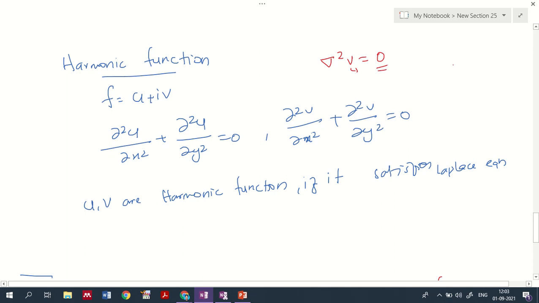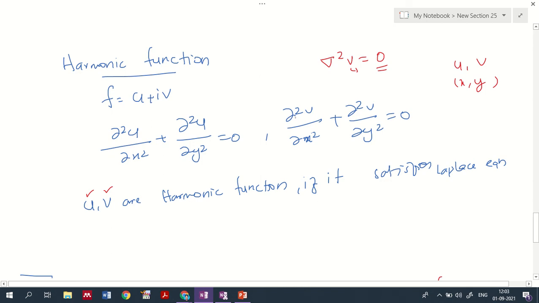Now here we know that u and v are functions of x and y. In order to verify whether it is satisfying the Laplace equation, what you have to do is check that del square u by del x square plus del square u by del y square is equal to 0. That is, you have to take the second order derivative with respect to x and y in order to verify whether a function u or v is harmonic. So if you are getting del square u by del x square plus del square u by del y square equal to 0, then you can say that u is a harmonic function.